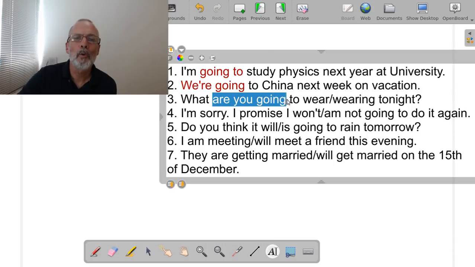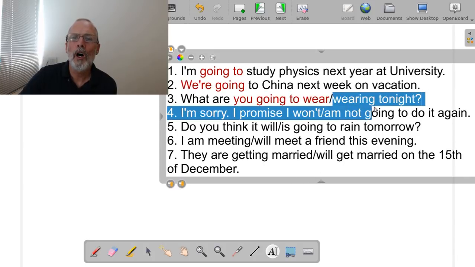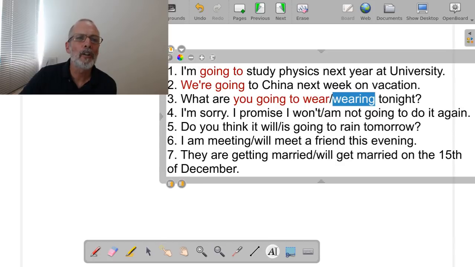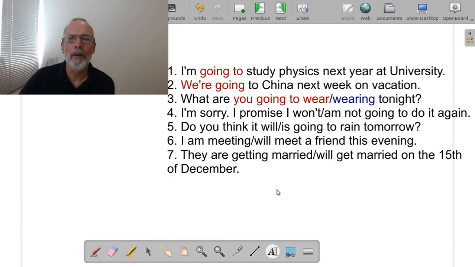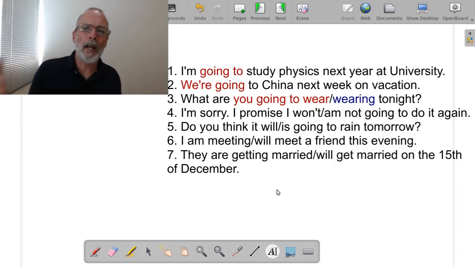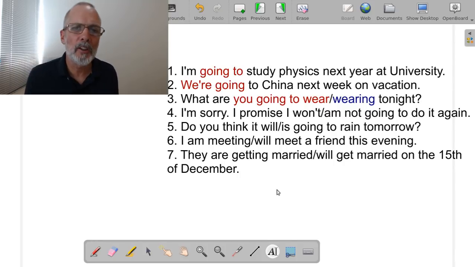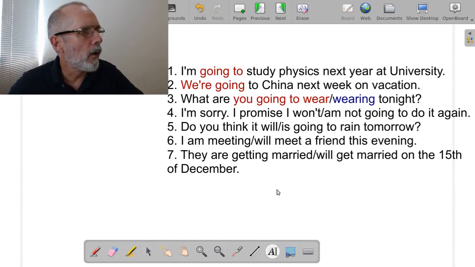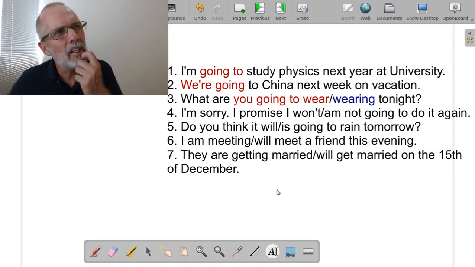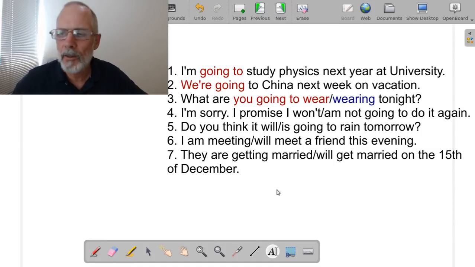You can use "what are you going to wear." Let's do it like this because we need the verb "be" in both of them. You can say "what are you going to wear," or "what are you wearing?" In this situation, you could use "going to" because it's a plan, or "wearing" because it's an arrangement. What are you going to wear? What are you wearing tonight? I think "what are you going to wear" sounds better to me. "What are you wearing tonight?" This is the way I would speak.